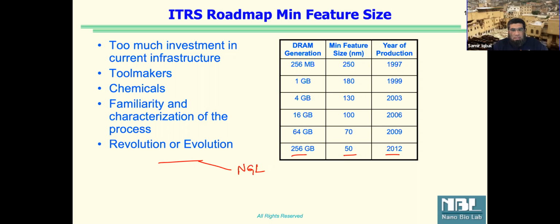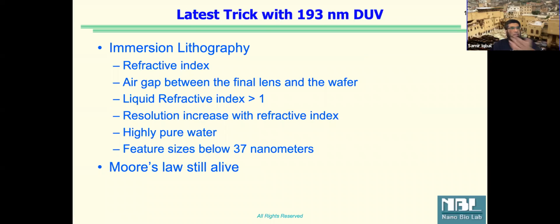We are still in the second module. I think last time I said we were in the third module, but we'll talk about NGL, next generation lithography, in the next module. Today, I just wanted to talk about nanofabrication and how we have been making things smaller and smaller with optical lithography.